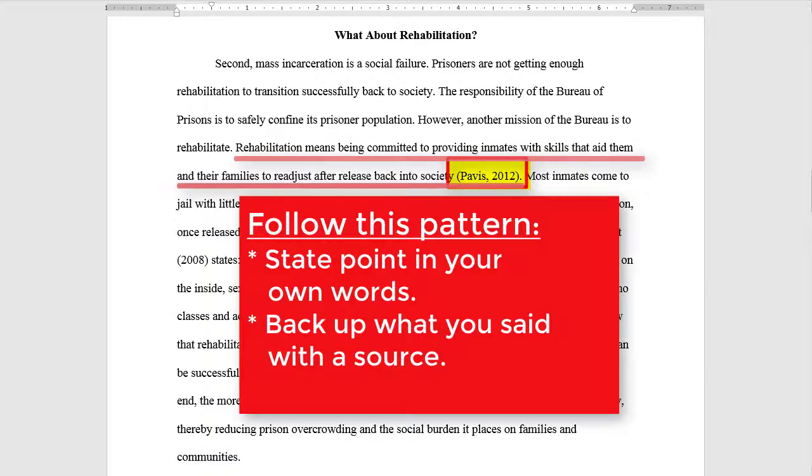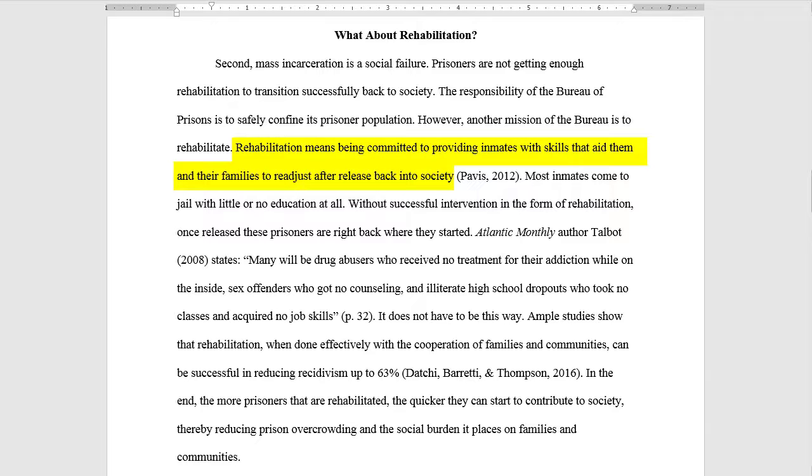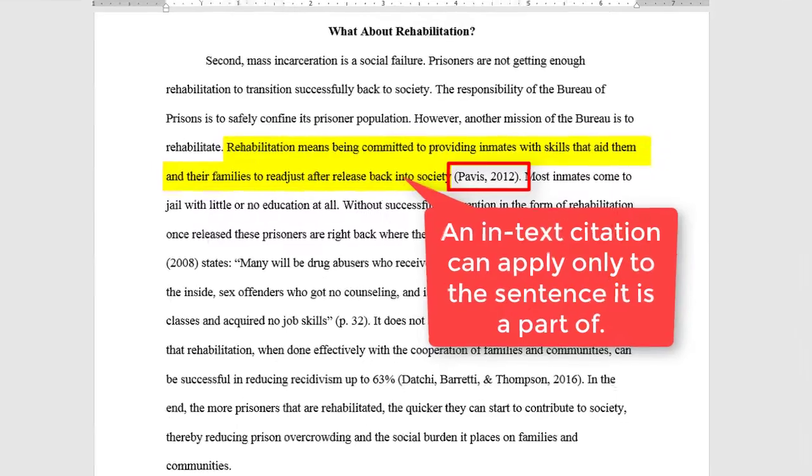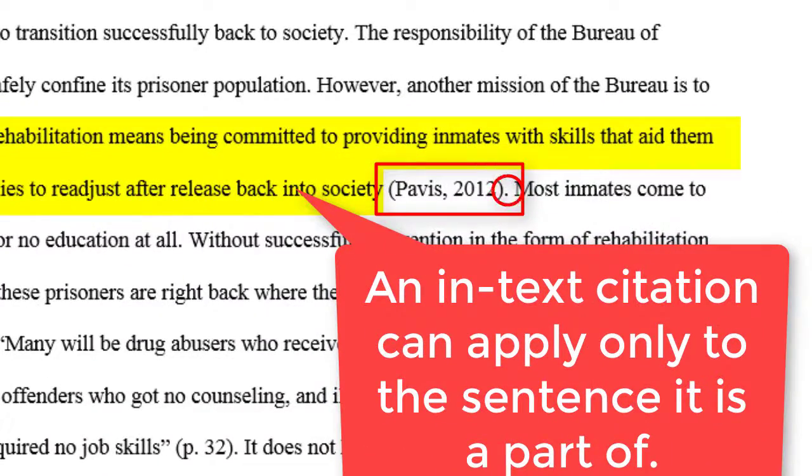Jane is following a common pattern that you can use. She first states something in her own words, then uses a source to back up what she said. Doing so shows that what Jane asserts is accepted by experts in this field, and therefore Jane's assertion is given credibility. Notice that only the information in that one sentence comes from Pavis. How do we know that? Because an in-text citation can apply only to the sentence it is a part of. That's why the period of the sentence always comes after the citation.